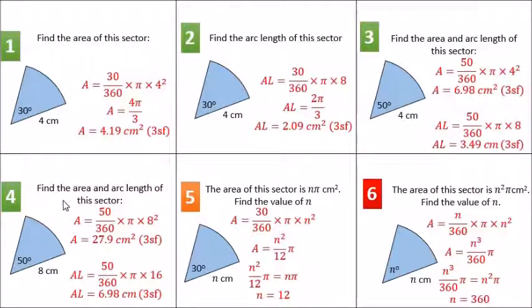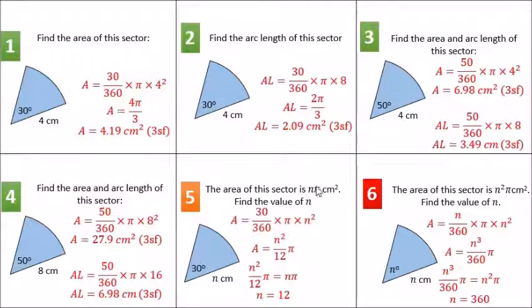Question 4, the area and arc length of this sector. This time we've doubled the radius to get this to 8 centimetres, so 50/360ths multiplied by pi times 8 squared, which ends up being 27.9 centimetres squared to 3 significant figures. The arc length is 50/360ths of pi times the diameter, so pi times 16, which is 6.98 centimetres to 3 significant figures. Question 5 is a bit trickier.